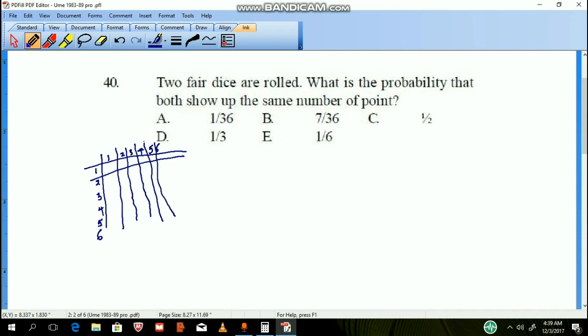For them to show the same number of points, we have 1, 1 here, 2, 2 here, 3, 3, 4, 4, 5, 5, 6, 6. And how many are they? These are 1, 2, 3, 4, 5, 6. There are 6. So that is 6 over, what is the total possibility? The total possibility, of course, is 6 times 6, which is 36. Another way of doing that is counting each of them, which will give you 36 possibilities. So that will be 1 over 6, which is option E.